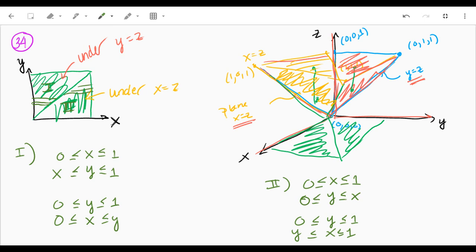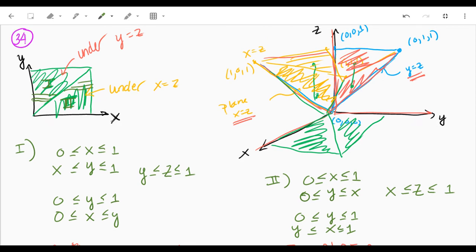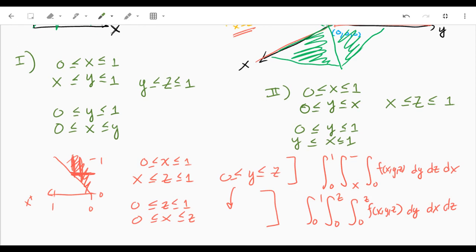Okay, now we just have to figure out the height. So in region 1, when we're under the reddish one, the lowest we are is at z equals y, and the highest we get is z equals 1. And then when we're under the yellow plane there, we're between z equals x and z equals 1. Okay, whew, ready? Almost there. Let me erase all this junk down here. All we need to do now is put them together.